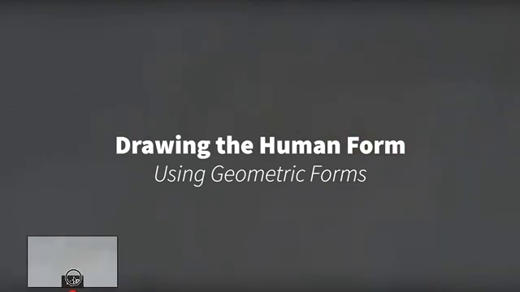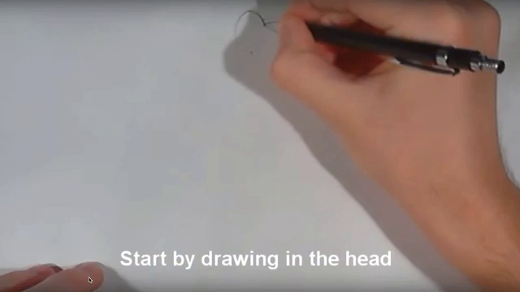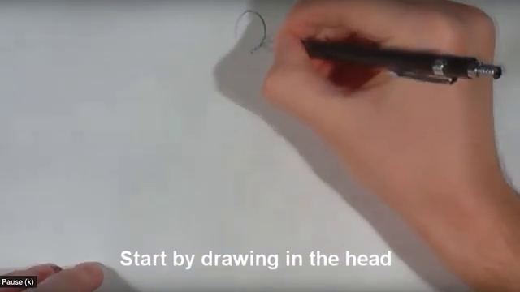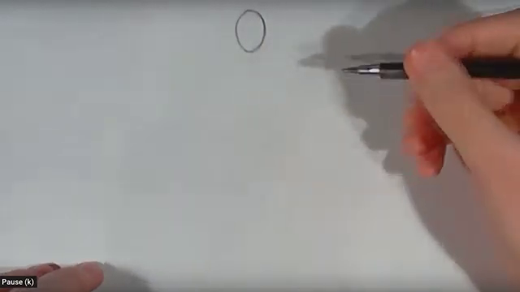Hi guys, welcome to drawing the human form using geometric shapes. So first what we're going to do is start by drawing in the head just by creating an oval. You want to keep in mind size-wise when we talk about the 8 head rule.